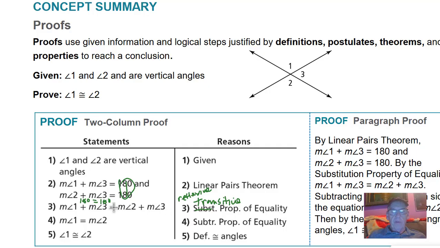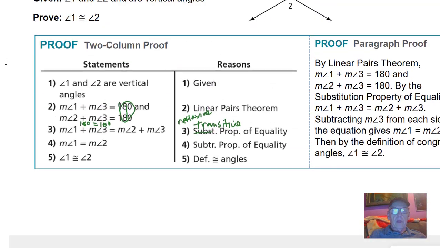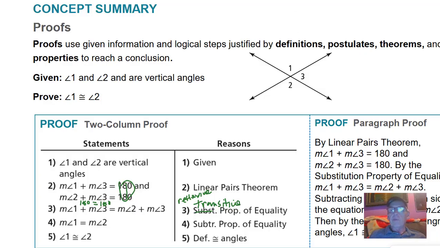They're going to take away measure of angle 3 from both sides, which leaves measure of angle 1 equal to angle 2. Subtraction property of equality. And if two angle measures are equal, then they must be congruent. Definition of congruent angles. And that's it for our presentation.